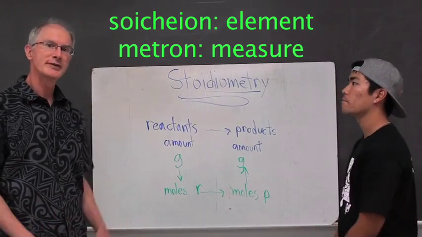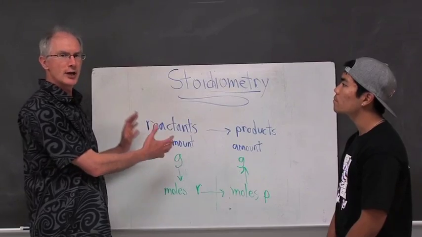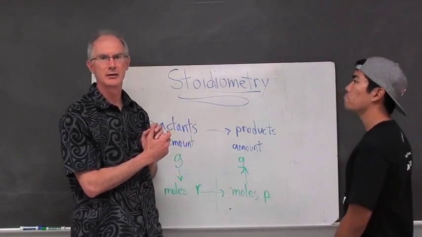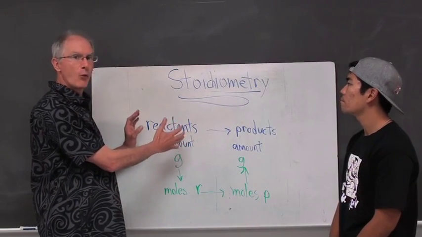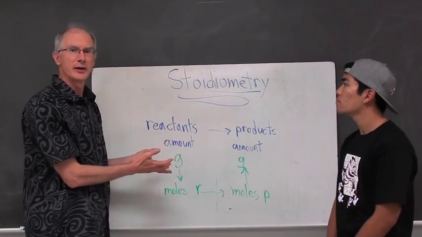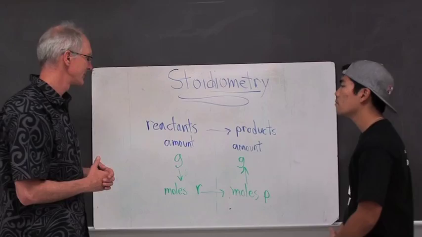It's about amounts. Stoichiometry is about figuring out if I have a certain amount of reactant, how much product am I going to make? Or it could be used if I have a certain amount of one reactant, how much of another reactant do I need to react with it? So it's about comparing amounts of reactants and products.